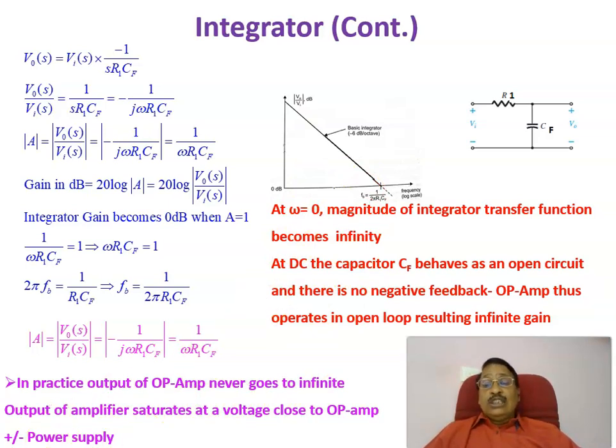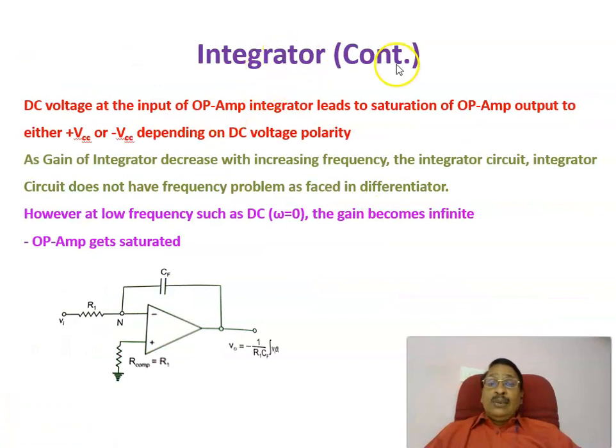Therefore, that is one issue: a DC voltage at the input side will bring the op-amp into saturation. For the integrator, the DC voltage at the input of the op-amp integrator leads to saturation of the op-amp output to either plus VSAT or minus VSAT, depending upon the DC voltage polarity. Therefore, that is the problem. If there is a DC input, the op-amp gets saturated.